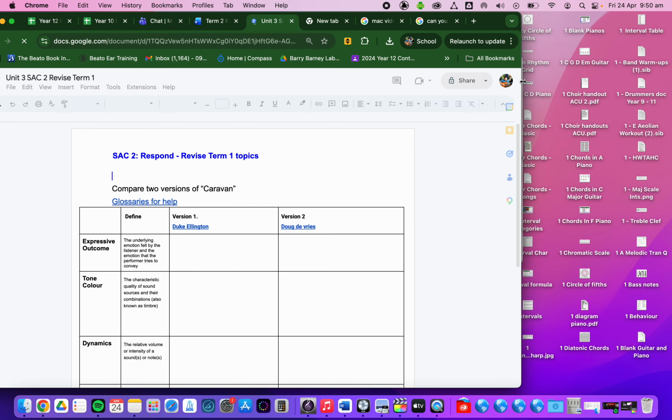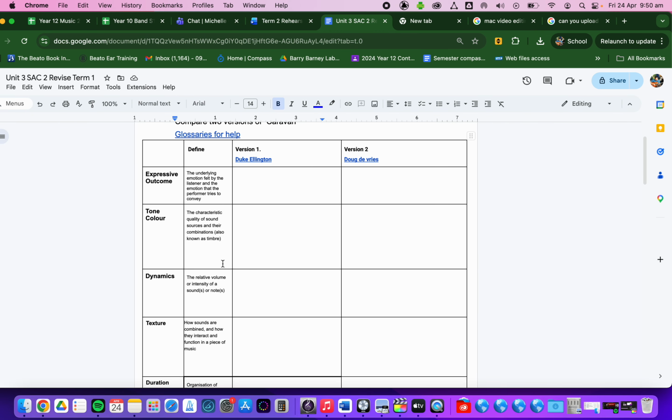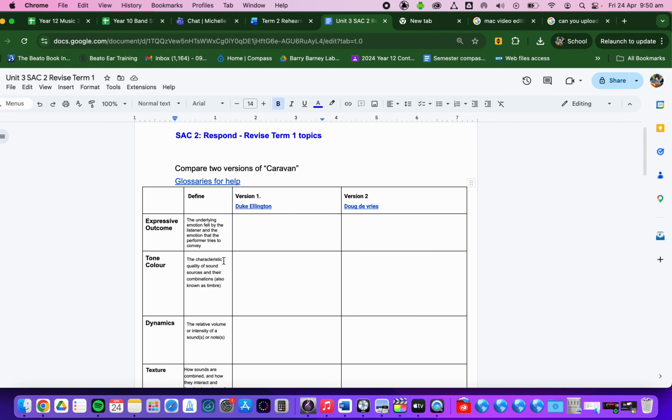So for our worksheet that we started the term with, we were analysing and comparing one version of Duke Ellington, one version of Doug DeVries of the song Caravan. I'm not going to play the songs because we will get a copyright strike on YouTube. So you're going to have to listen to the song by yourself.